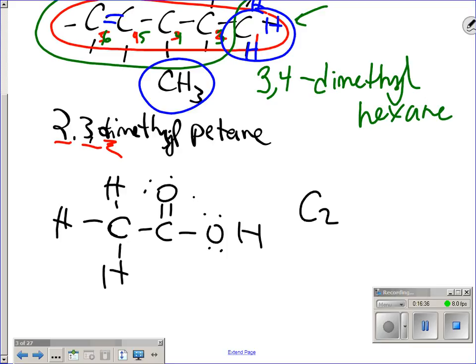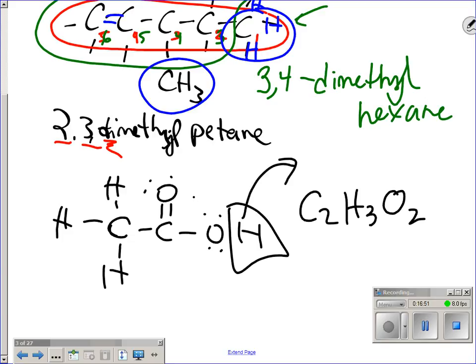These are on a normal carbon. This is on an oxygen. So I'm going to label this C2H3O2, and then this H is an acidic hydrogen because it can pop off to make protons. Acetic acid. That is acetic acid.